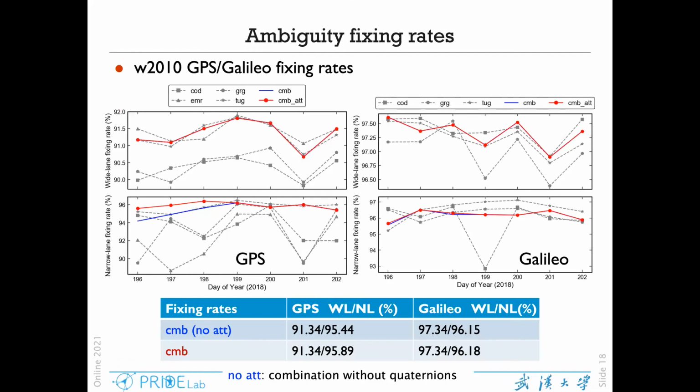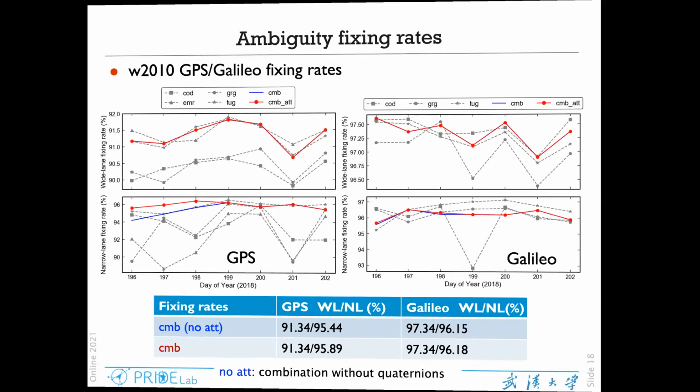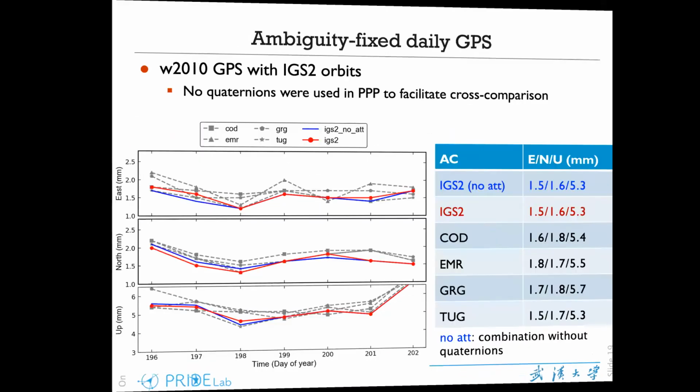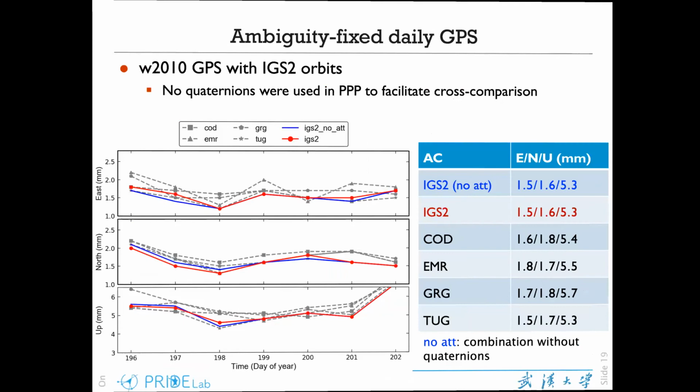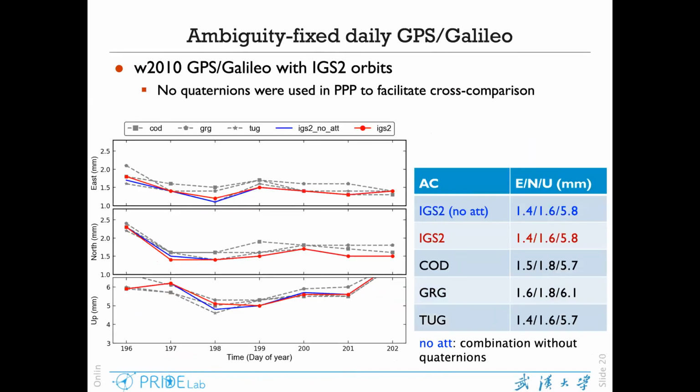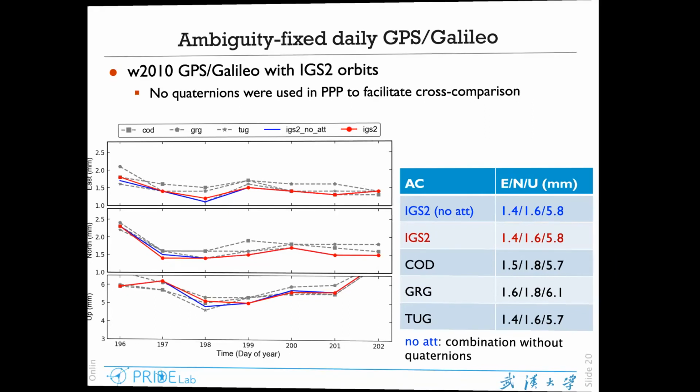So we show the impact of attitudes. Incorporating the attitudes in the combination can improve the ambiguity fixing rates as well. So we see here the ambiguity fix daily for GPS, and for the combination results including the GPS and the Galileo. So we see the combination results can perform a little bit better than the other AC specific solutions after undifferenced ambiguity resolution. So then we come to the summarized results.